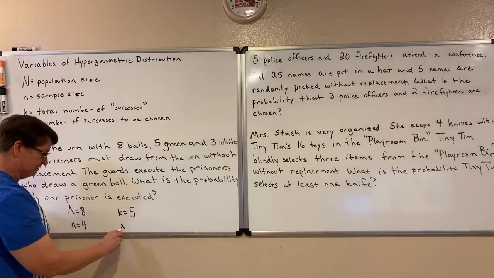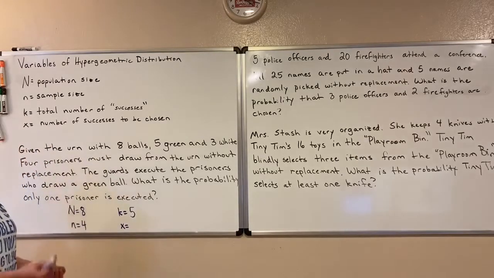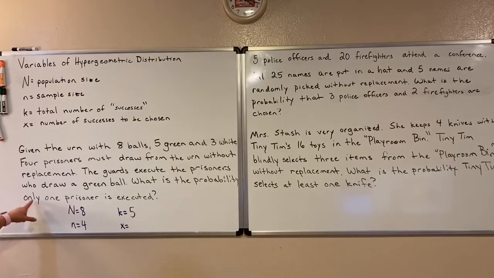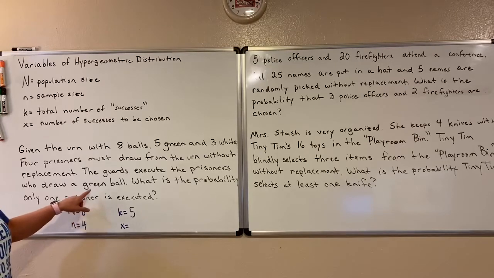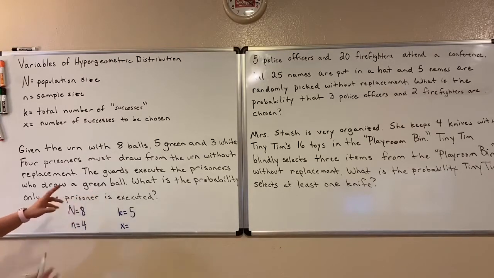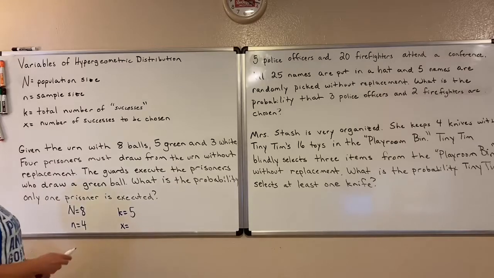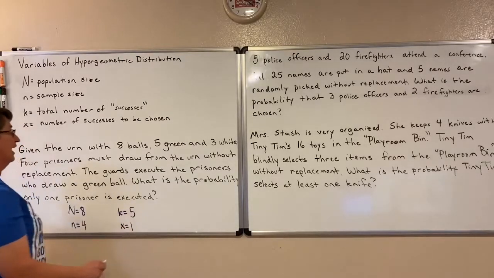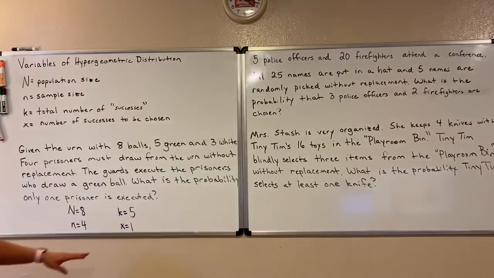Then the X is how many of those successes am I looking for? How many of those successes do I want to choose? And I want only one of my prisoners to choose a green ball. I want only one to be successfully executed. So my X, my random variable that I'm looking for, is 1.